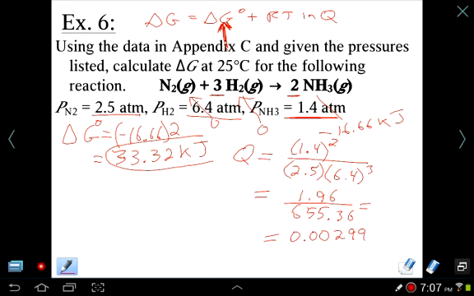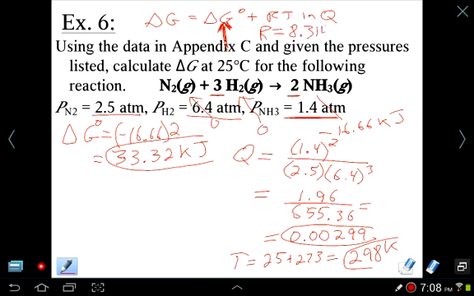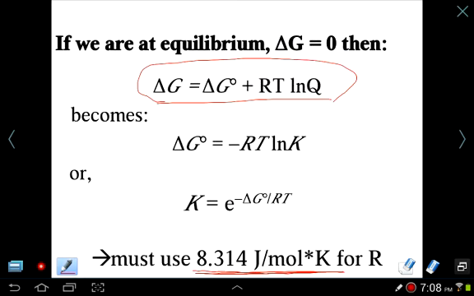Okay, let's plug the rest of the values in. Temperature is 25 degrees Celsius, so T for us will be 298. Remember, 25 plus 273. We want to use absolute temperature in all calculations involving temperature. This is 298 Kelvin. This is our third value, and R has been given to us earlier as 8.314 joules per mole Kelvin.